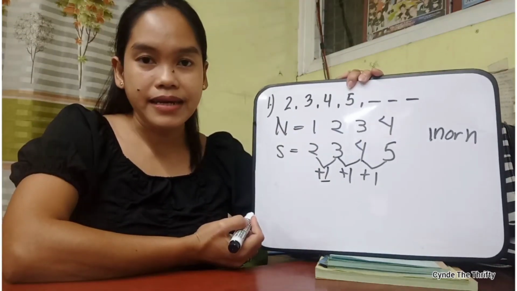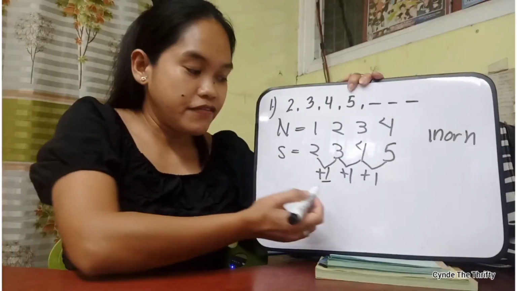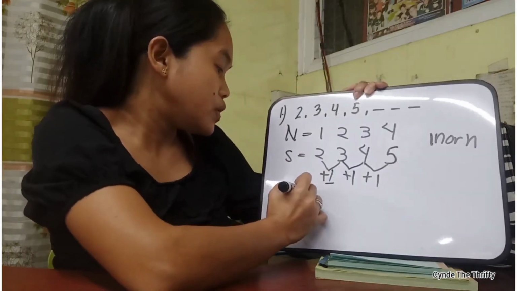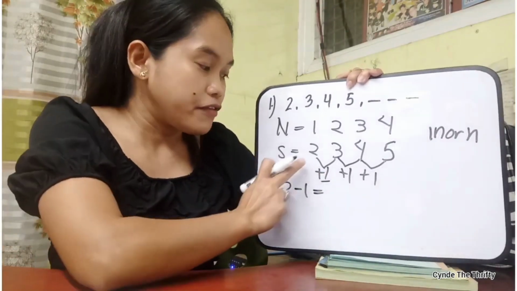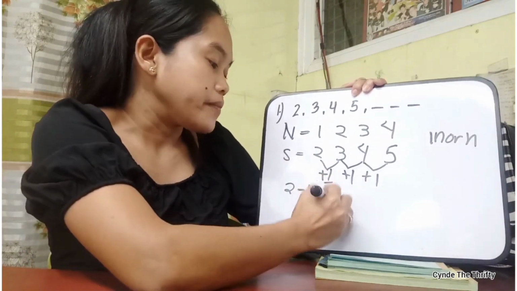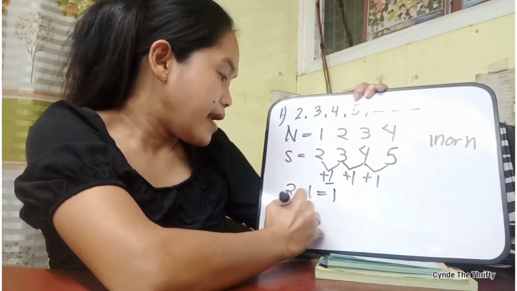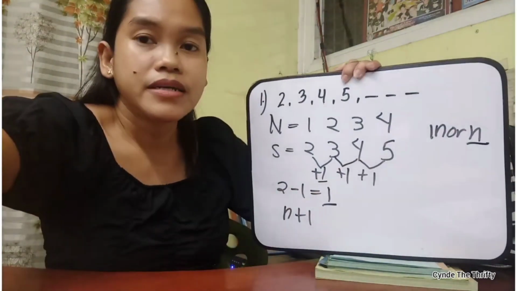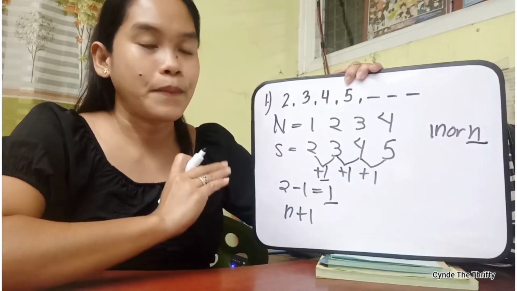Ano yung first term natin? Ang first term natin is 2. Ano yung interval natin or difference? Ang interval or difference is plus 1. So, ibig sabihin, 2 minus 1 kasi isasubtract natin yung ating interval sa ating first term. Ang first term natin is 2. Ang ating interval is 1. So, 2 minus 1 equals 1. So, ibig sabihin, ang ating nth rule is equal to n plus 1. Kasi meron na tayong n dito and meron tayong positive 1 dito. So, ang ating nth rule is n plus 1.